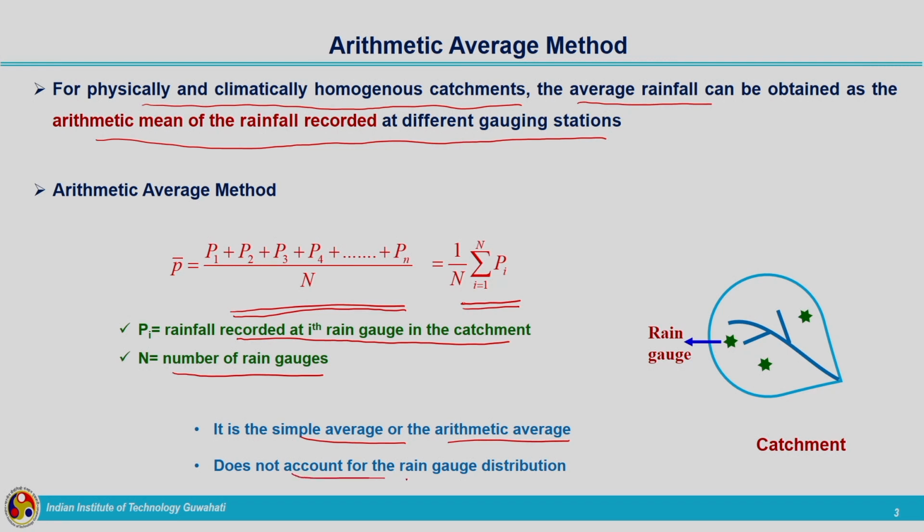It does not account for the rain gauge distribution, whether the rain gauge number is too high or whether we have well connected rain gauges. There is no idea related to that. We are just collecting the data and calculating the average value by making use of this formula. So, from that itself it is very clear that it can be applied for very flat areas with uniformly distributed rainfall.